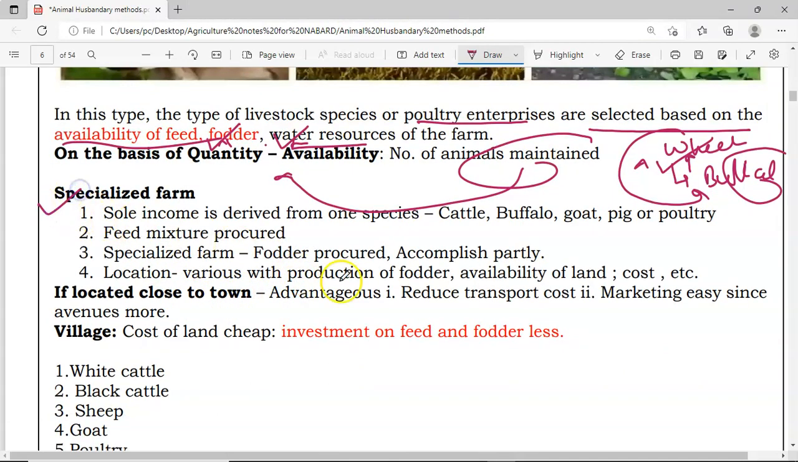What about the specialized farm? Under the specialized farm, we can say that this is a goat farm, this is a sheep farm.